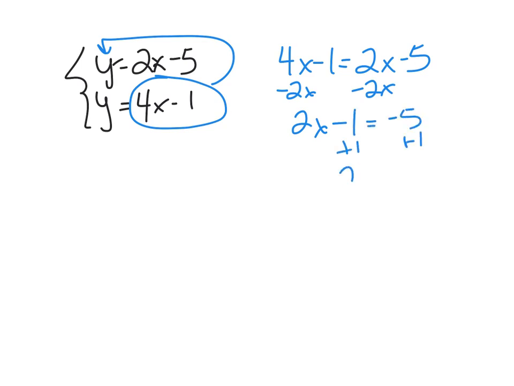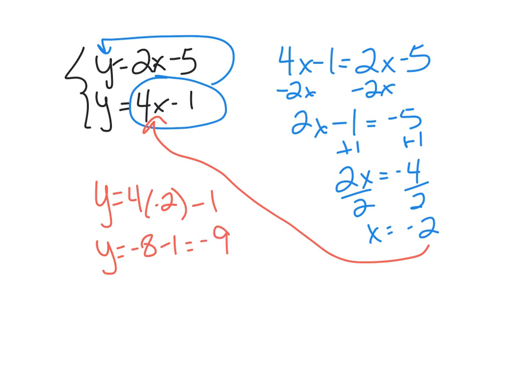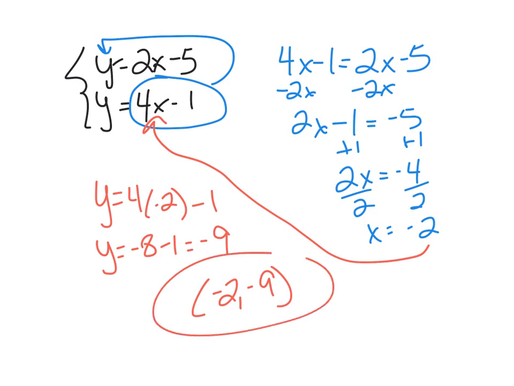Add the 1 to both sides. 2x equals negative 4. And divide by 2. X equals negative 2. Okay, now I'm going to take this x I just got and put it back into the equation that I was using to substitute with. So I'm going to take this negative 2 and put it back in here. So y equals 4 times negative 2 minus 1. That's negative 8 minus 1, which is negative 9. So my solution is negative 2, negative 9, because it's the x and y value put together to make an ordered pair.